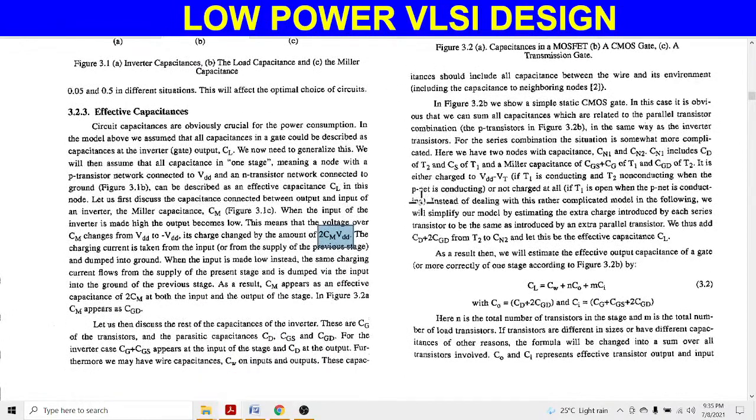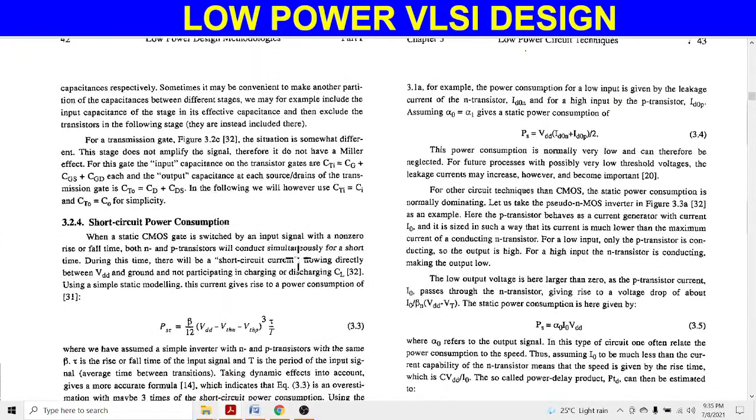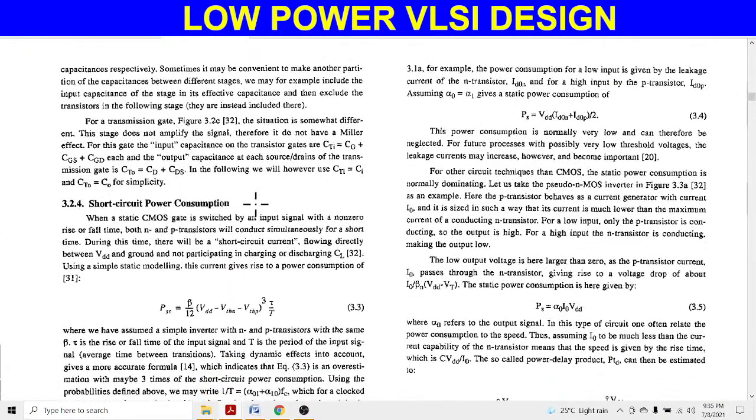Okay, now the next one is short circuit power consumption. Before this topic, all the terms that affect the power dissipation are responsible for dynamic power, and we know that dynamic power dissipation is of two types. One is the power dissipation due to switching. All the factors that we discussed in today's class till now are related to the switching power dissipation.